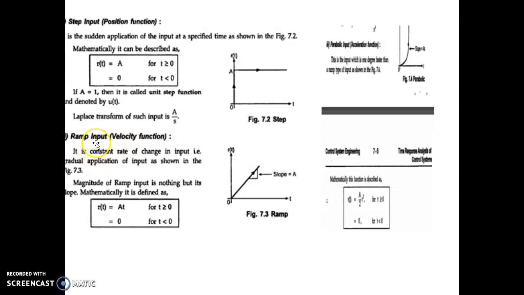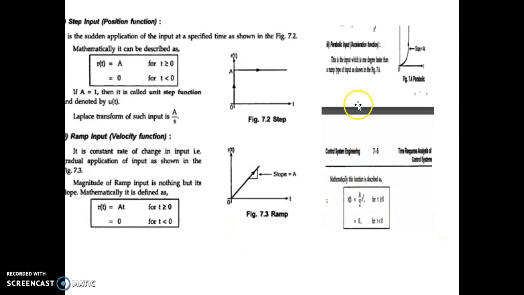The second type of input is the ramp input. This ramp input gives the velocity error constant. It is a constant rate of change of input. The plot shows R(t), the ramp input, with respect to time t. This straight line slope indicates a constant rate of change of input with respect to time. Mathematically, the ramp input can be represented as R(t) equal to A times t for t greater than 0, and 0 for t less than 0.